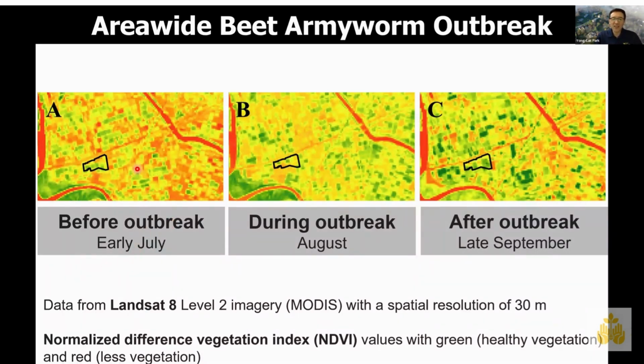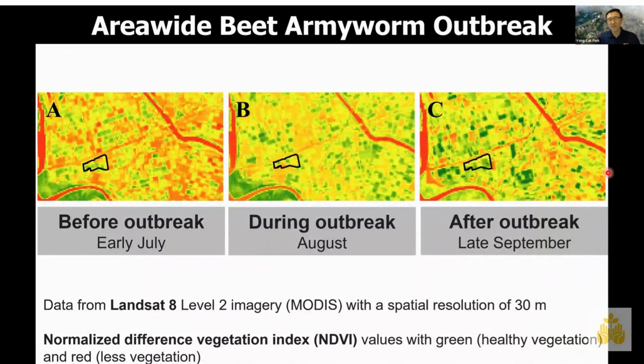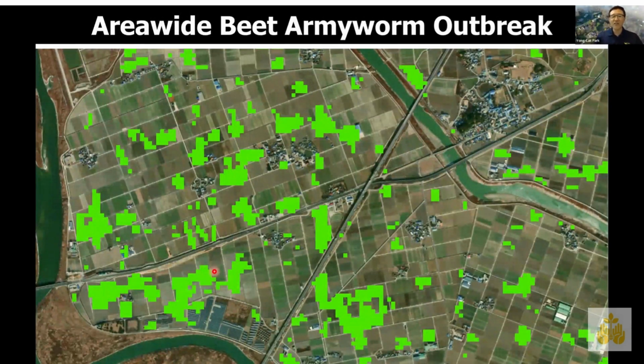So in early July, the crops are still growing. And then in B, there is more green for sure, because crops are growing and growers are planting. And then in September, it's more green because crops are growing again, right? But if you look at the area we surveyed, it was green and became reddish, which means they lost green healthy vegetation. Based on this, we can calculate where the beet armyworm outbreak occurred, and this is where the outbreak occurred in that area.